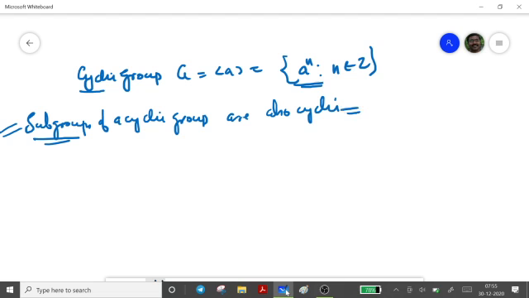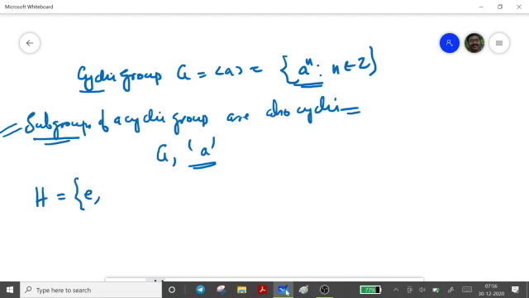So let us take the setting now. Let us take a group G which is generated by an element A, and let us take a subgroup H. This A need not be in H. Anyway, H will have at least one element, the identity, because H is a subgroup. If there is only the identity element, it is definitely cyclic because it is generated by E.